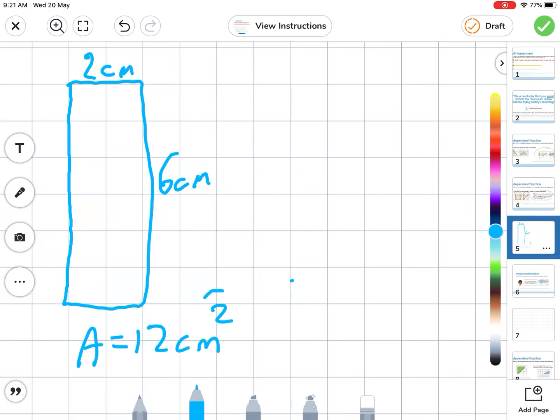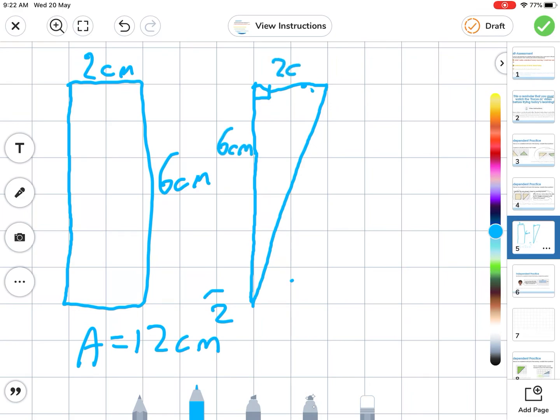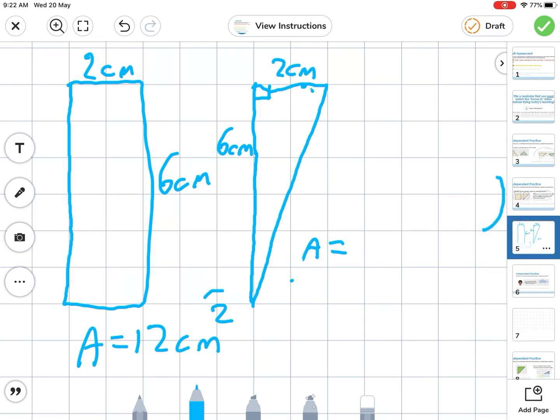Now, if I drew a triangle which was also 6 centimeters, 1, 2, 3, 4, 5, 6, by 2, and it was like this. So I don't know how to use the ruler tool on here yet. So pretend that's my right-angled triangle. Please excuse, I'm doing this by freehand. It's quite tricky. And this is 6 centimeters, and this is 2 centimeters. What would the area of this be? Again, you can do this by counting.